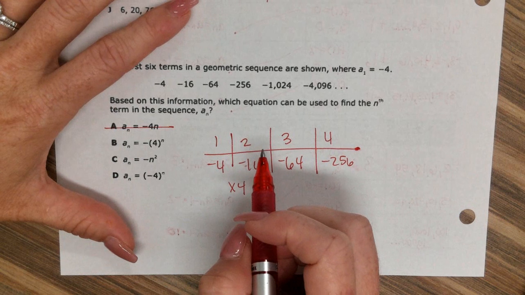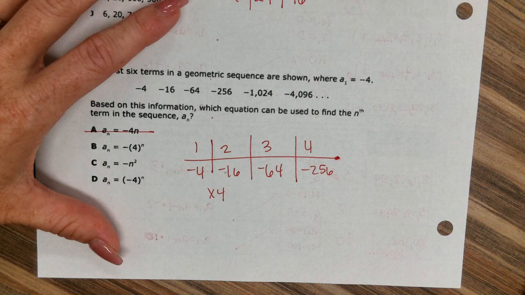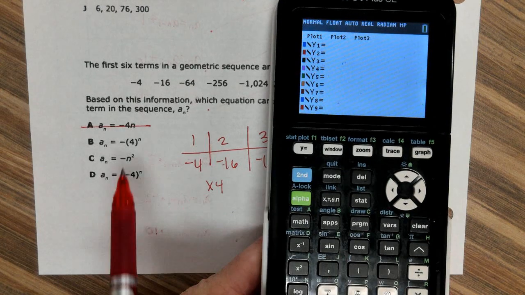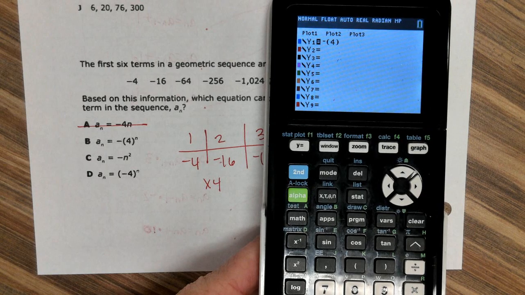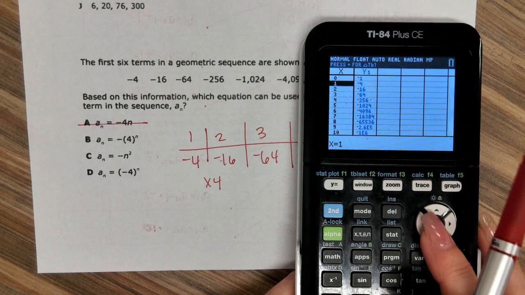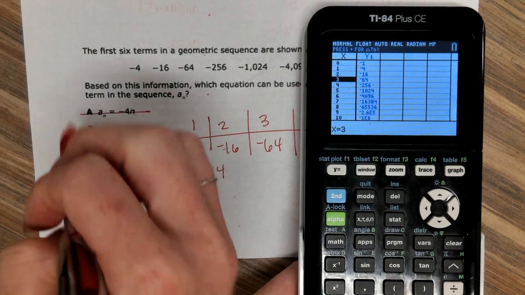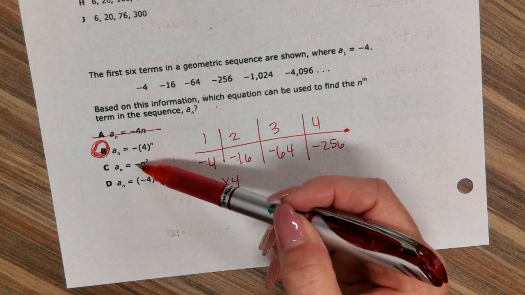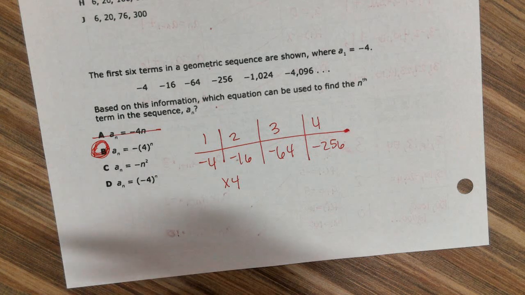So what I did is I used my y equals button to see which one of these would give me this table. So I went to y equals, I think this is what I did, and I typed in B, negative, open parentheses, 4, close parentheses with an exponent of x. And I said, would that give me this table? 1, -4, 2, -16, 3, is it working? So that's it. I didn't use stat because of all these weird negatives. I didn't think the calculator would do it for me. So I used the answer choices.